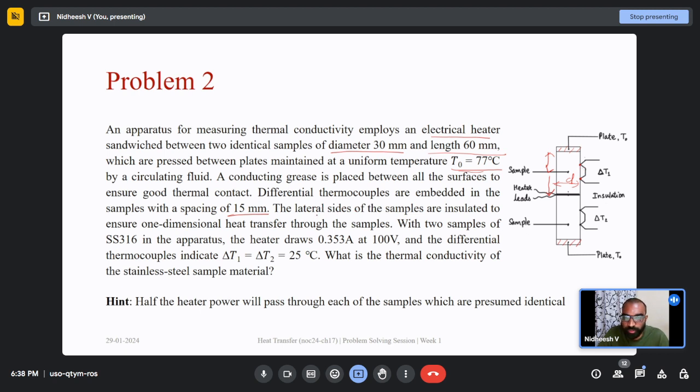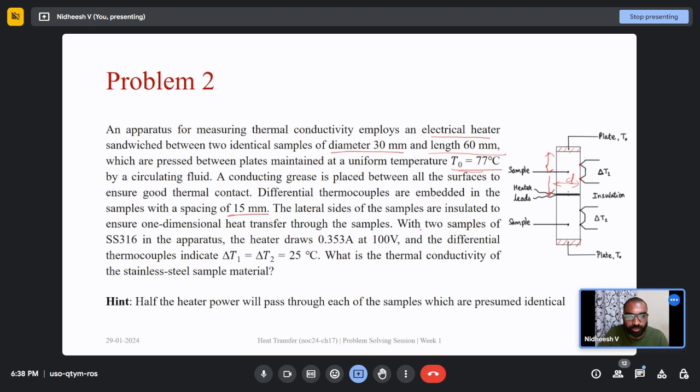Then the next thing that is given to us is the lateral sides of the samples are insulated to ensure one-dimensional heat transfer through the samples. The sideways are all insulated. That means whatever heat is being generated in the heater is traveling one dimensionally, either directly upwards or directly downwards in the vertical direction. That is the only dimension that we are interested in.